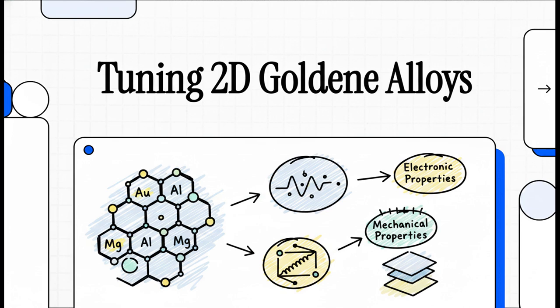Today, I'm thrilled to present an explainer on a really fascinating breakthrough in two-dimensional materials. We're going to dive into a study titled Tuning the Electronic Properties of 2D AuAl and Au-Mg Bimetallic Systems via Density Functional Theory. So, if you're interested in the frontier of materials science and how we can radically alter material behavior at the atomic level, you are absolutely in the right place.